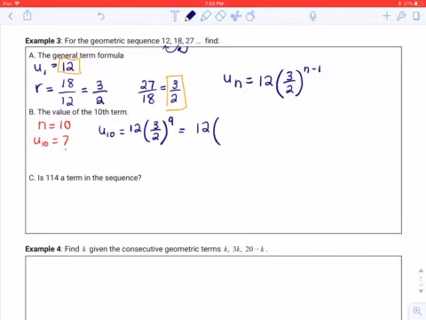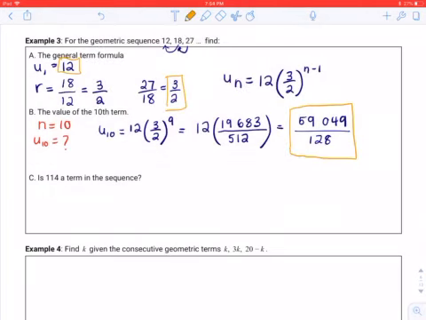That's going to give us 12 times 3 to the power of 9, which is 19,683, divided by 2 to the power of 9, which is 512. If we multiply through and simplify that, we end up with 59,049 over 128. I hope most people would recognize that this would most definitely be a paper 2 question. You would not be expected to do that without your calculator.